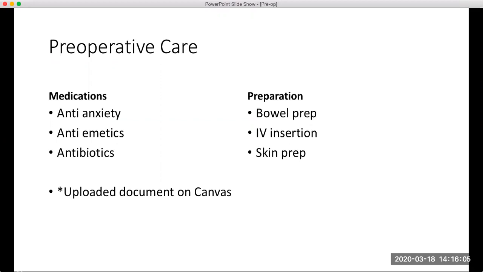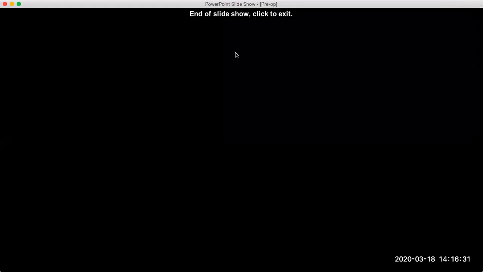Other preparation that we might do for surgery, I don't know that I've ever done a bowel prep for an actual surgical case, but for endoscopy, of course, I've done bowel prep. Patient needs to have an IV insertion. Skin prep, I mentioned CHG, so that's something that we would do there as well. Let's see, I think we actually made it through the whole preoperative checklist.